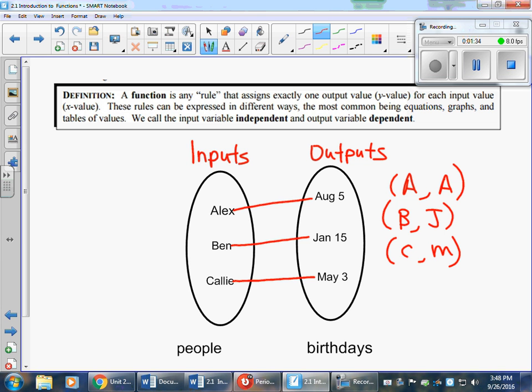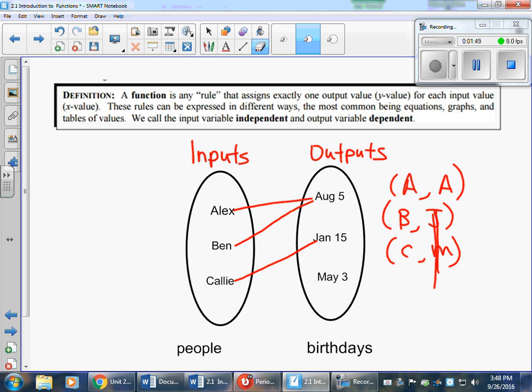And that's okay, that's a function. But what you don't realize is that it could also be a function if Ben and Alex share the same birthday and Callie has a different birthday. So if you think about it like this, then Ben can also have that August 5th birthday and Callie can now have the January. This is allowed. Your y values or your outputs are allowed to repeat as long as your inputs do not repeat.